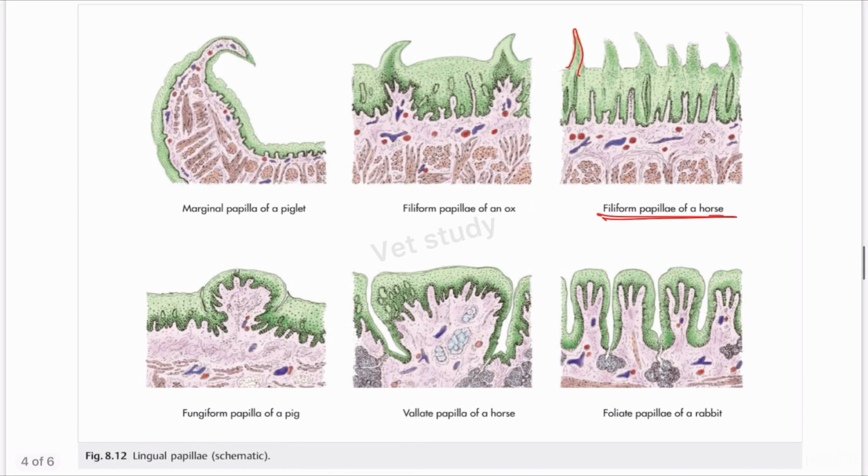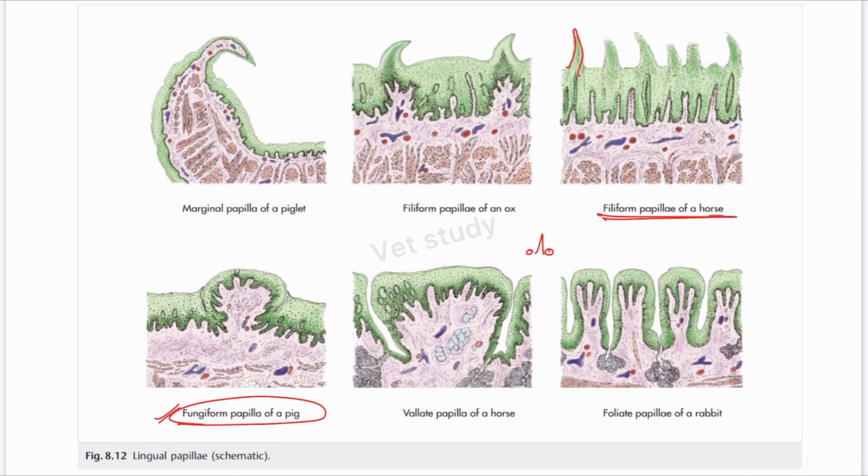Let's discuss the fungiform papilla. These are the large fungiform papillae. These are large and scattered among the filiform papillae. So if this is the filiform papilla, these may be fungiform papillae which are scattered among them. The main differentiating feature of the fungiform papilla from the filiform papilla is that they bear the taste buds, right?